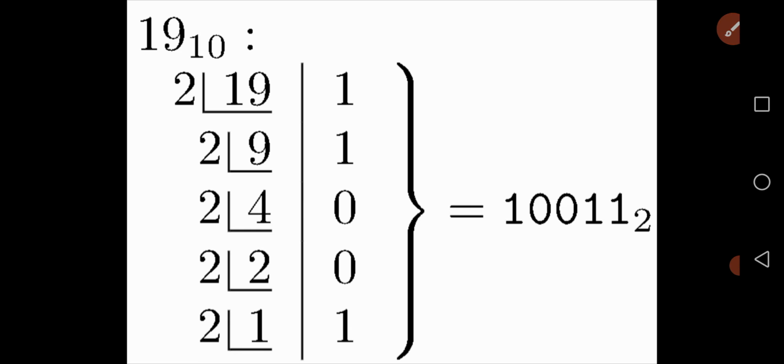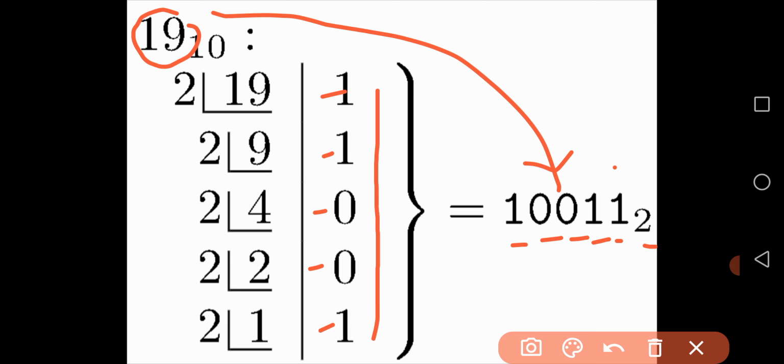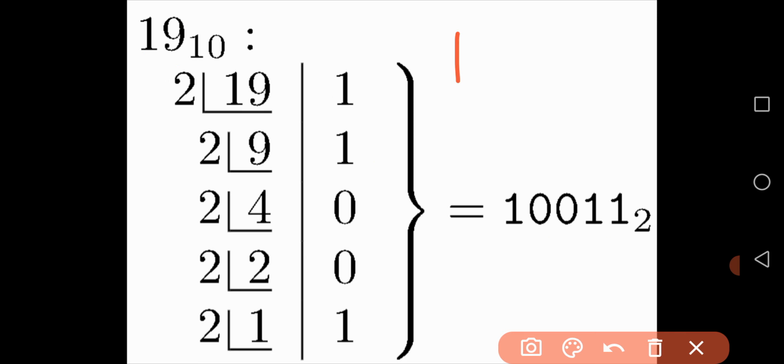So let's say the number to be converted is 105. That's your number which has a base 10. Can you convert it into the equivalent binary number? That's an exercise for you, and write your answer in the comment section of the video.